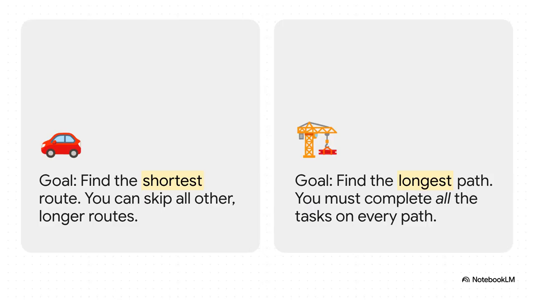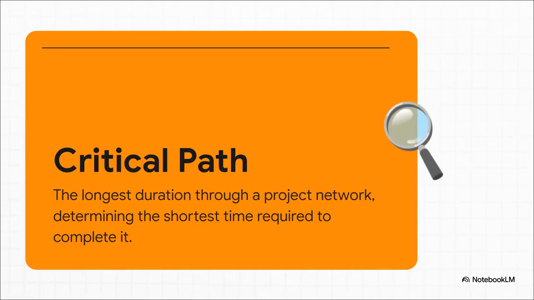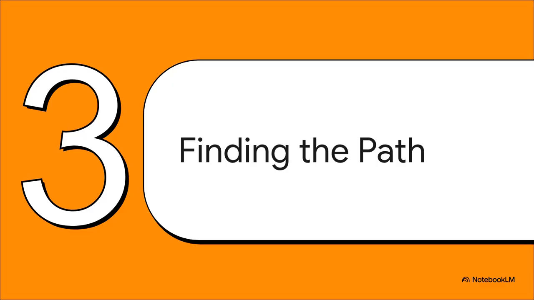And this little table just nails the difference in logic. For a commute, your goal is to find the single shortest path and take it. For a project, your goal is to identify the longest path because you know all the other, shorter paths of tasks will finish while you're still working on that main one. So, with that in mind, here's the formal definition. The critical path is that specific chain of dependent tasks that, when you add up all their times, takes longer than any other chain. And because it's the longest, it sets the absolute shortest time your entire project can be completed in.